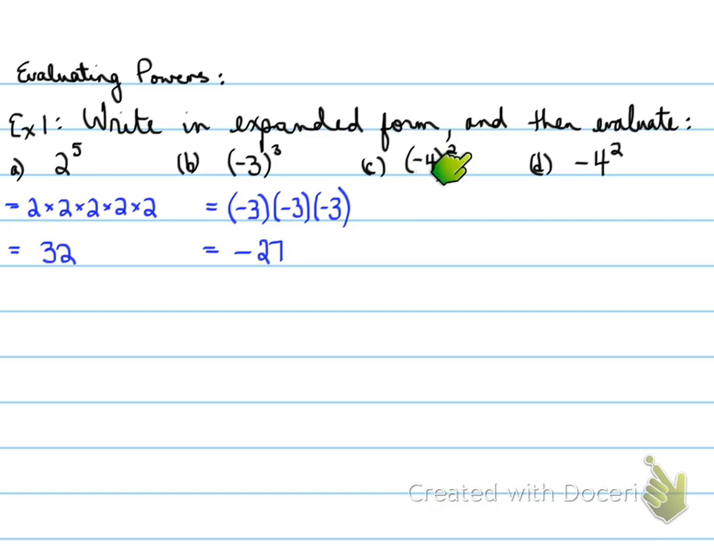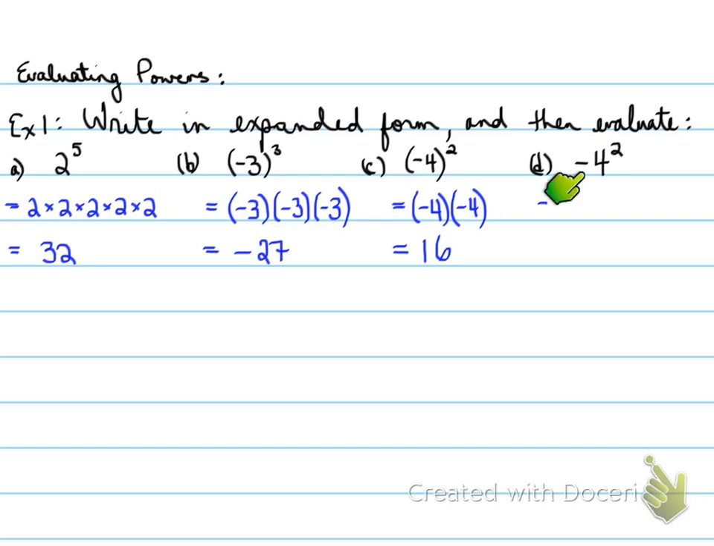What about the next one? Well, this exponent 2, what's right before it is the bracket, so the entire bracket gets doubled with negative 4. So negative 4 doubled. Now, negative 4 times negative 4 gives you positive 16.